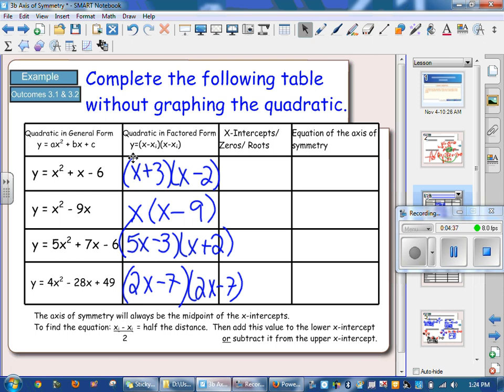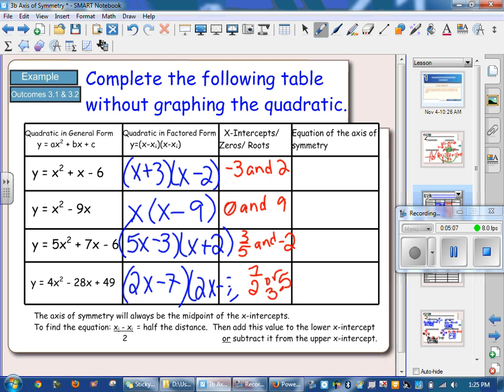Okay, so again, let's write our x-intercepts. We get negative 3 and 2, 0 and 9. Here we get 3 over 5, which is 0.6, and negative 2. And over here we get 7 over 2 or 3.5, whichever you prefer. Okay? All right.